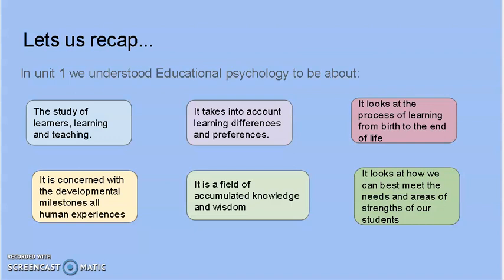It also looks at the process of learning from birth and then of course till the end of life. So that involves everything such as when they should be able to walk, when they should be able to talk. Not that these have particular dates to them, but just a general understanding of when this should be occurring. Related to that, it's also concerned with the development of milestones in the human experience. So what stages we'll be going through as human beings, how they'll affect the way that we interact with the world and the way in which the world sees and of course responds to us as well.